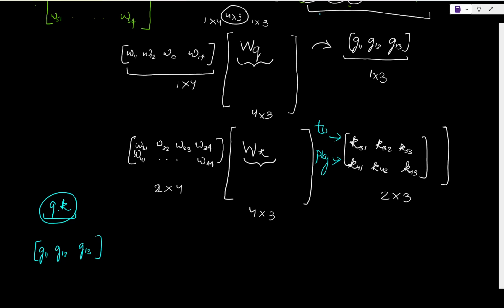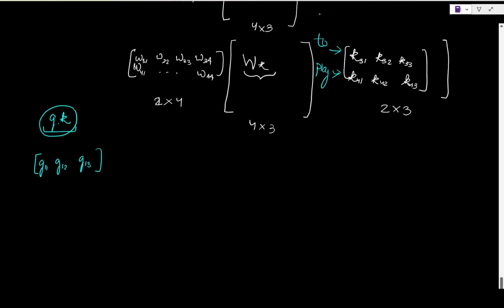Now, what we need to do is figure out how to compute them. The dimensionalities are definitely different. So how do we proceed with this? We'll have to take a transpose of the key matrix. Once we do take the transpose, this 2 by 3 matrix will be a 3 by 2 matrix, and it will look something like: K31 will remain as it is, and I'll get my K32 here, I'll get my K33 here, I'll get K41, K42, and K43.